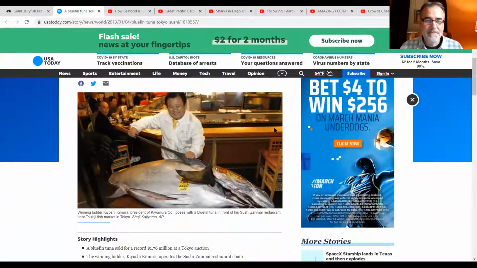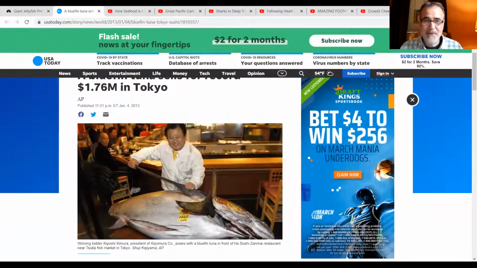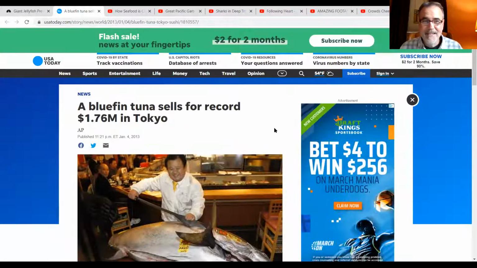There's the fish right there. It's a big fish, but 1.76 million. Like, I'm guessing you didn't, right? So now that does a couple things, doesn't it? Number one, what does that suggest about the availability of bluefin tuna?